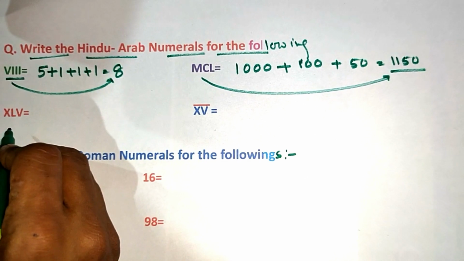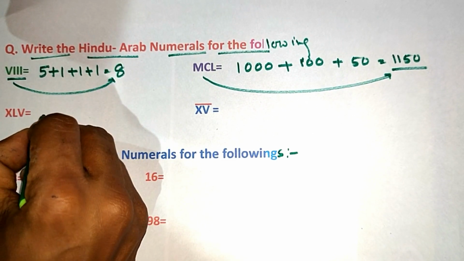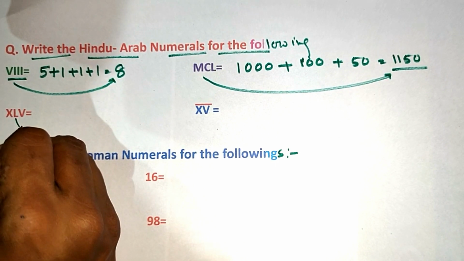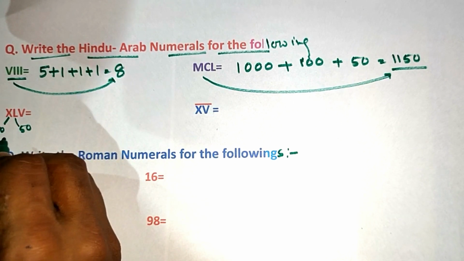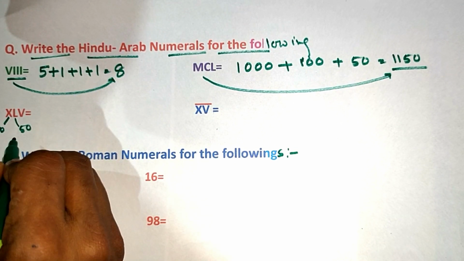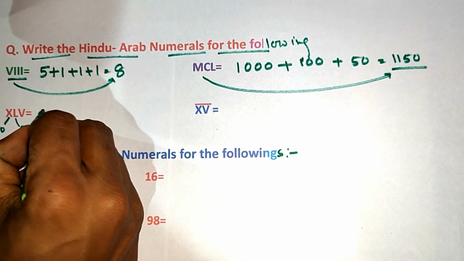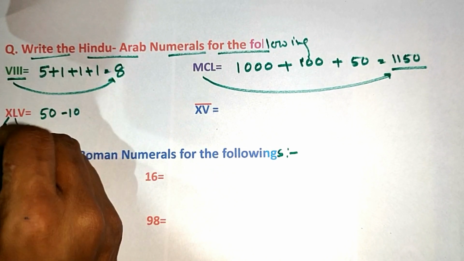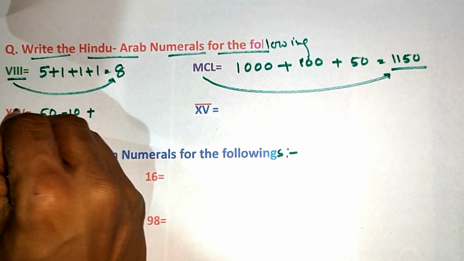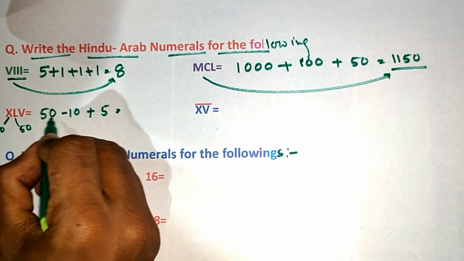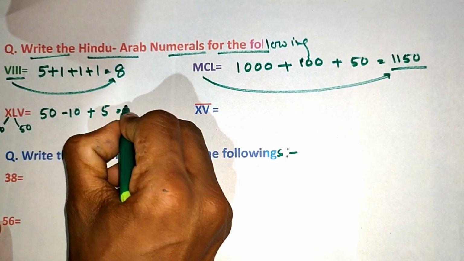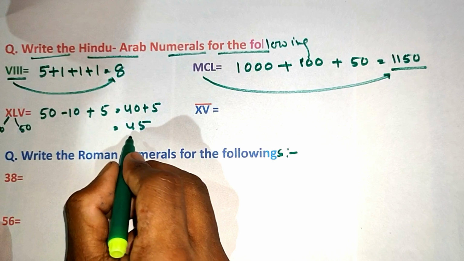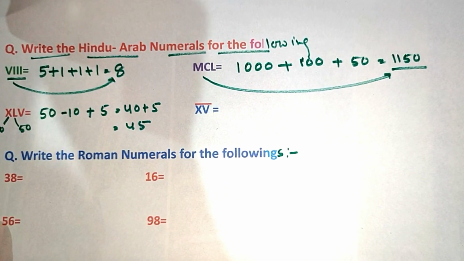Number 3 is XLV. Here X is written before L. The value of L is 50 and the value of X is 10. So we can see here that a smaller number is written before the greater number. So we have to subtract 10 from 50 because the value of L is 50 and X is 10. Then we have to add this 5. So 50 minus 10 is 40, plus 5, it will be 45. So 45 is represented by XLV.